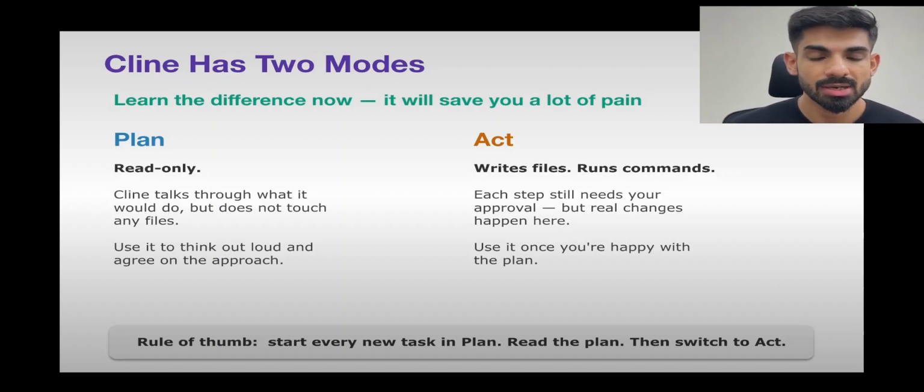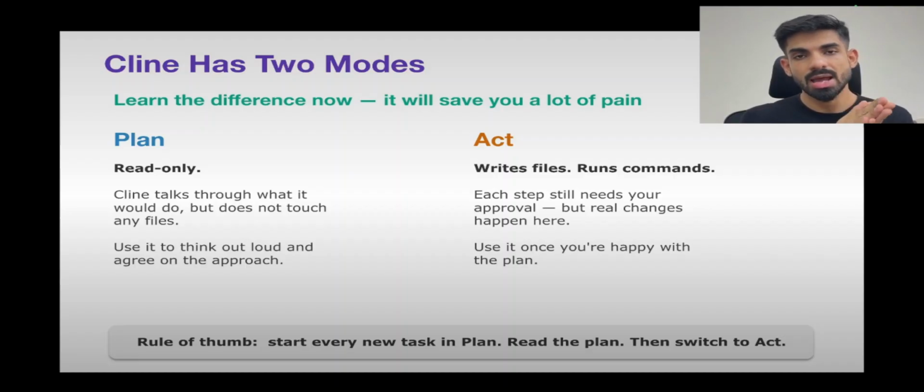Once that is done, you can switch to act mode. In act mode, we can write files, run commands in the terminal, and do everything that we want. So whenever you are building any project, you should first go to plan mode and plan the entire thing. For example, if you are building an AI agent, it will have around 10 different steps.